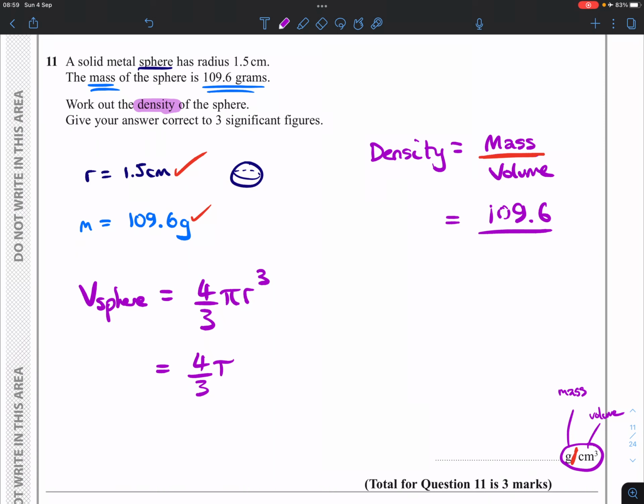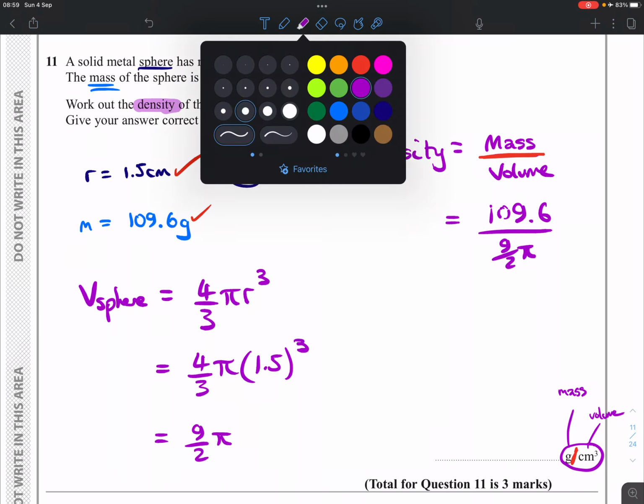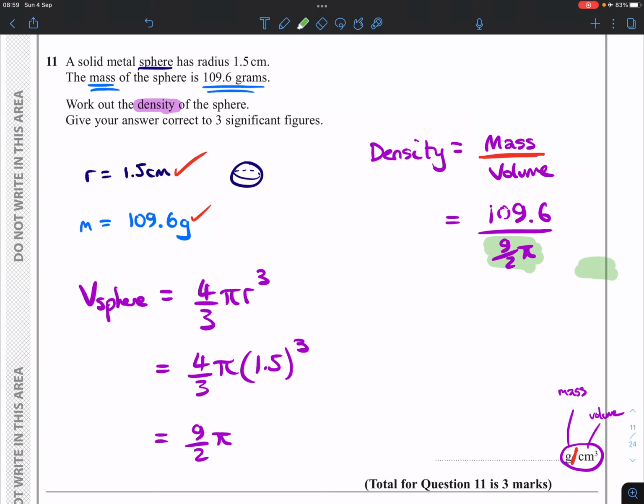We type this in our calculator: 4/3 times pi times 1.5 cubed. Let it do the hard work. The calculator gives me 9/2 pi, which I'm just going to keep for now. If I press the SD button, I'm going to get a really long decimal, so I'm just going to save myself having to write all that out. I'm just going to use the answer button when it comes to this part here. So I'm effectively going to type into the calculator 109.6 divided by ANS. I'm going to press that button there.